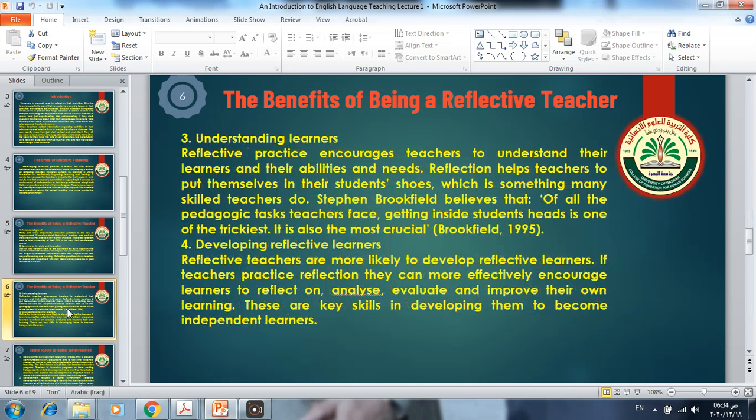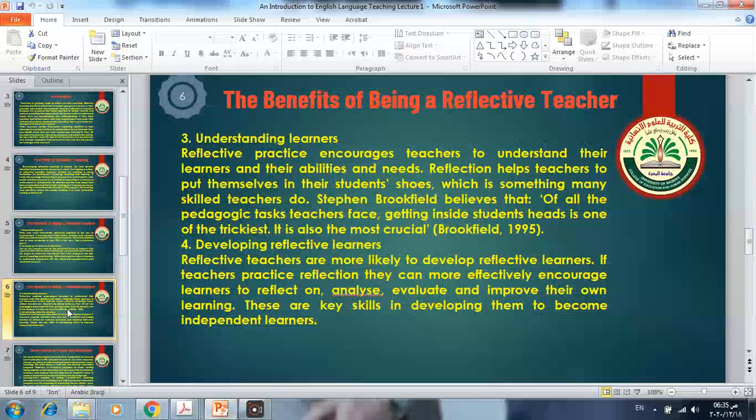Number 3, understanding learners. Reflective practice encourages teachers to understand their learners and their abilities and their needs. Reflection helps teachers to put themselves in their students' shoes, which is something many school teachers do. Stephen Brookfield, an educationalist, believes that of all the pedagogic tasks teachers face, getting inside a student's head is one of the trickiest. It is also the most crucial.